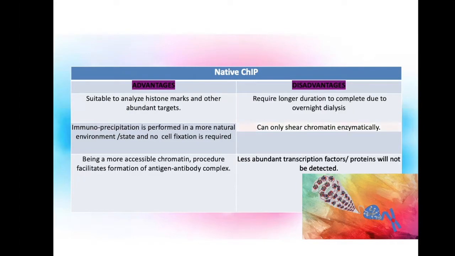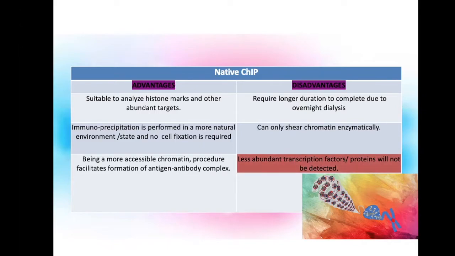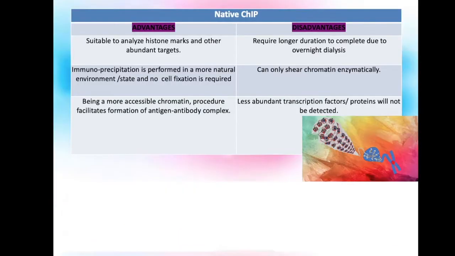Moreover, when the complex has been made, you have to shear the chromatin using enzymes only, because you cannot go for mechanical lysis. This will disrupt the native interactions which you want to preserve through this technique. Secondly, less abundant transcription factors or proteins, for example some other modifying enzymes, cannot be captured through this technique. So that is a limitation.